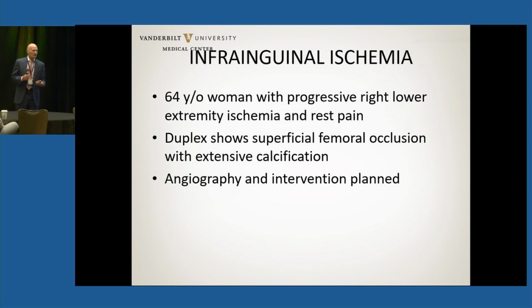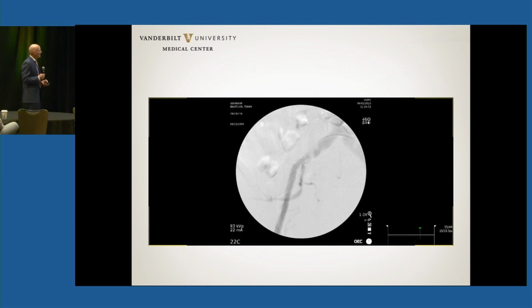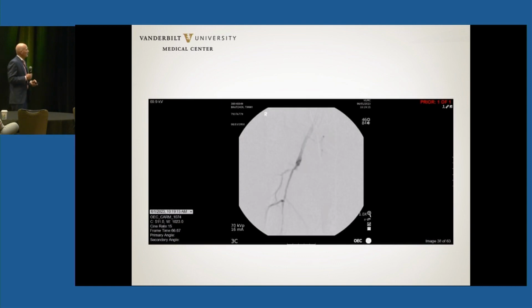Second patient, 64-year-old woman, has progressive right lower extremity ischemia and develops rest pain. Now, she's been trying to walk, she's been trying to do exercise, she's been unable to do that, it's clearly getting worse. And she's taken for an angiogram. This is her inflow. She has pretty good aortoiliac flow, and this is based on a duplex.